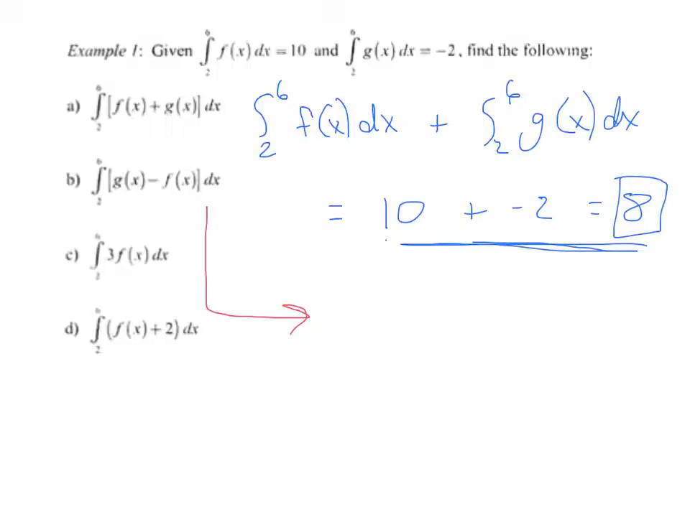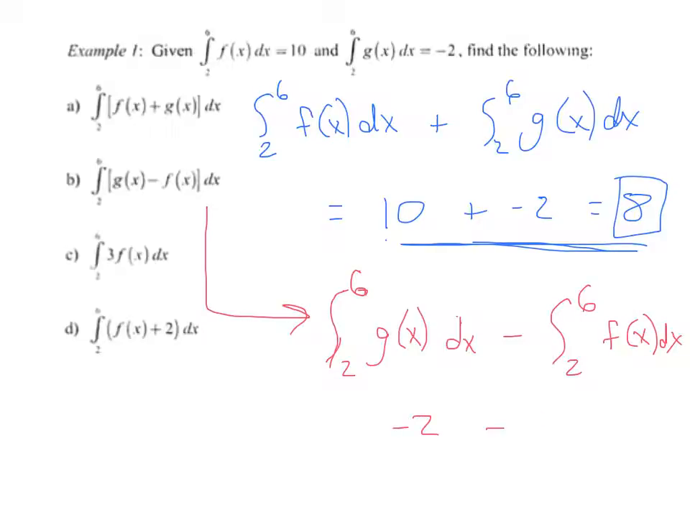Okay, our next example, we'll go a little bit lower here. Now it's using subtraction, so again we would start out from 2 to 6. Function g came first, so we want to figure out that first. Then we're going to subtract the integral of function f. And so in this case, we'd have -2 minus 10, and here our answer would be -12.